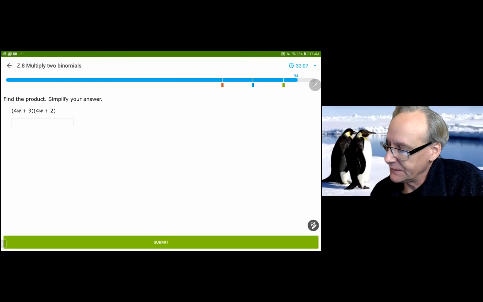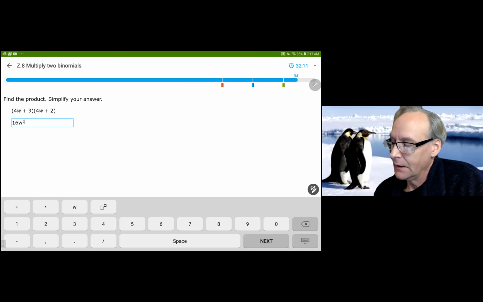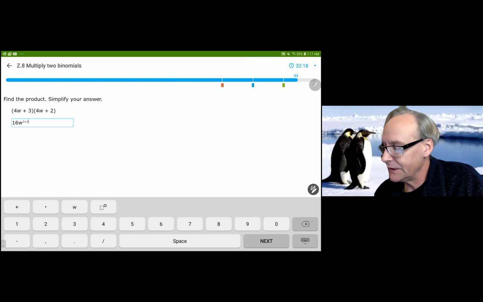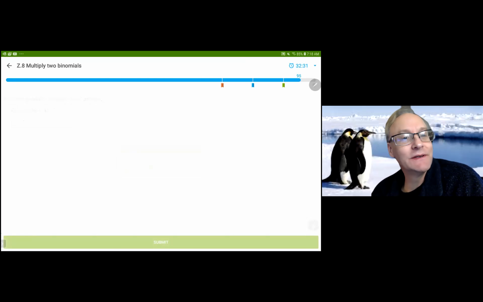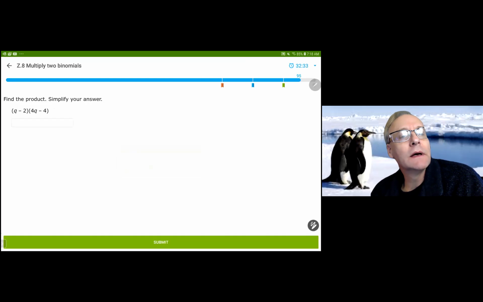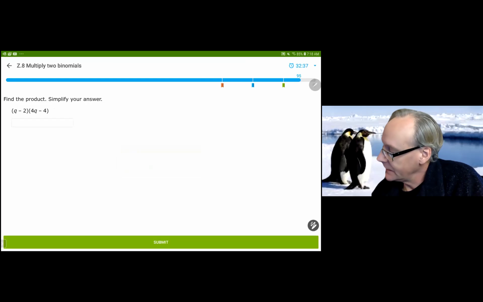So this is going to be 16w squared. We have a 12 and an 8, which is 20. Plus 20w plus 6. Gets a little frustrating occasionally when your little boxes don't work.